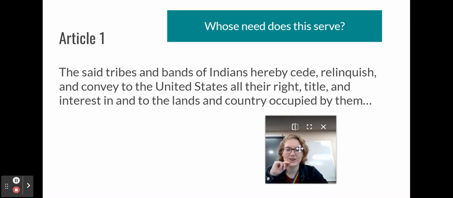Okay, first article. The said tribes and bands of Indians hereby cede, relinquish, and convey to the United States all their right, title, and interest in and to the lands and country occupied by them. You might think this looks pretty familiar. It is super similar to the other treaty we looked at, the Medicine Creek Treaty. There will be familiar language, like the word cede, which means to give up. So this article, whose need does it serve?